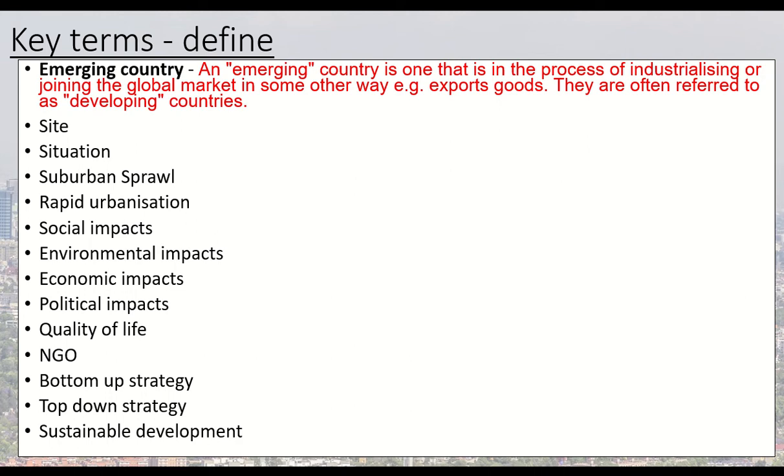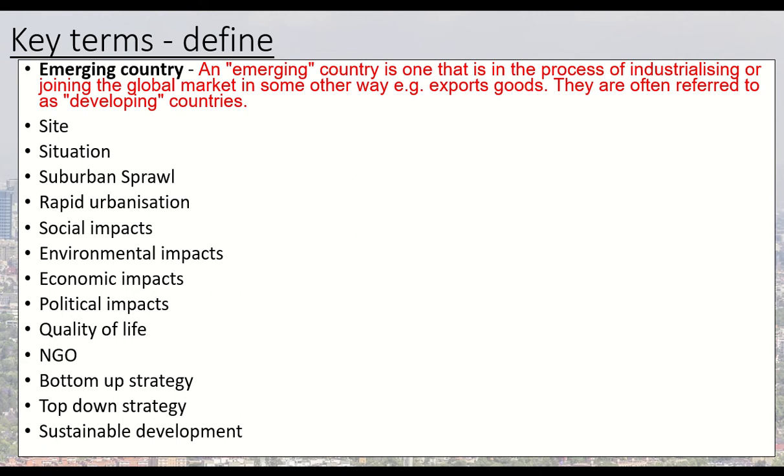Now, first thing is to get a definition for what an emerging country is, and I've done that one for you, but for the rest of them, I would like you to spend time just to go over and search the internet, but find a definition of these key terms: site, situation, rapid urbanization, those sort of things you should already be aware of. Social, environmental, economic impacts as well, you should be aware of them.